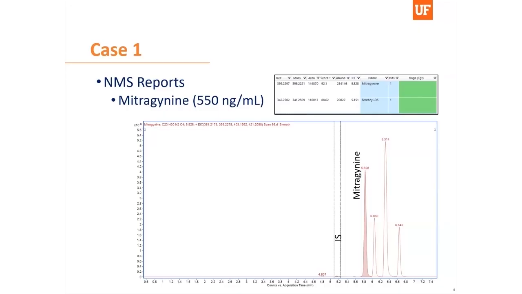From this chromatogram, the mitragynine peak is exponentially greater than the internal standard peak, that is shown bracketed by the black dotted lines. After observing this, we decided to send the case out to NMS for confirmation of mitragynine. The NMS report was 550 nanograms per milliliter of mitragynine in blood from this case.